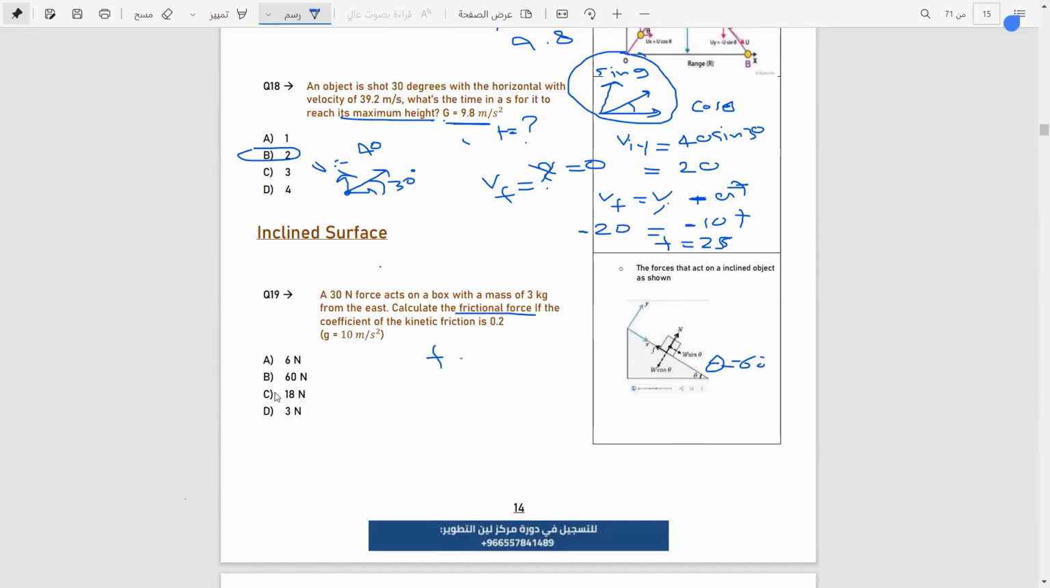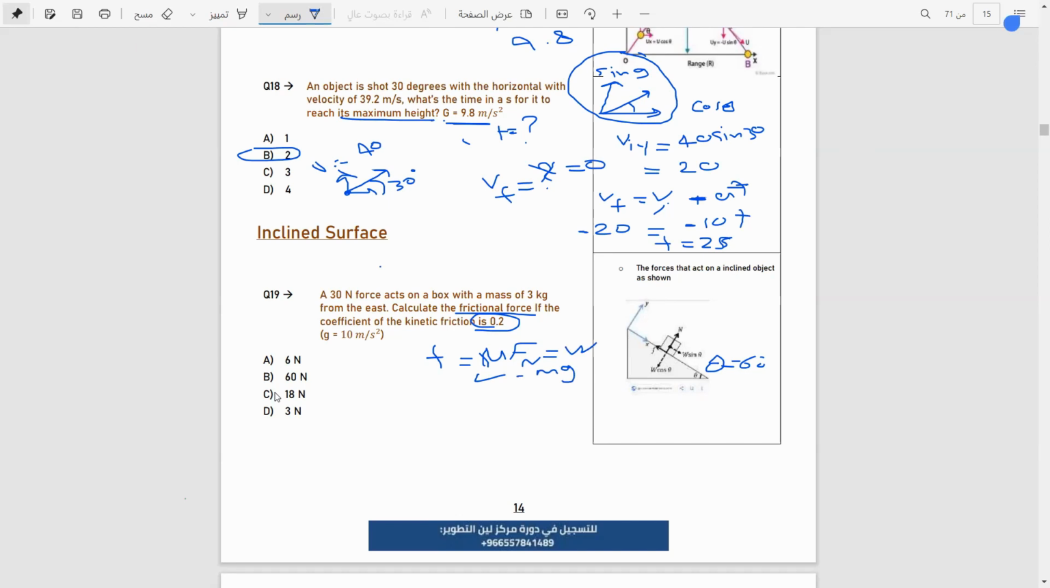We want frictional force. We know frictional force is F equals mu times Fn. All right. We have the coefficient mu 0.2. What about the Fn? How do we find Fn? We know Fn equals to what, guys? Great, yes, it is the weight, W, which is M times G.